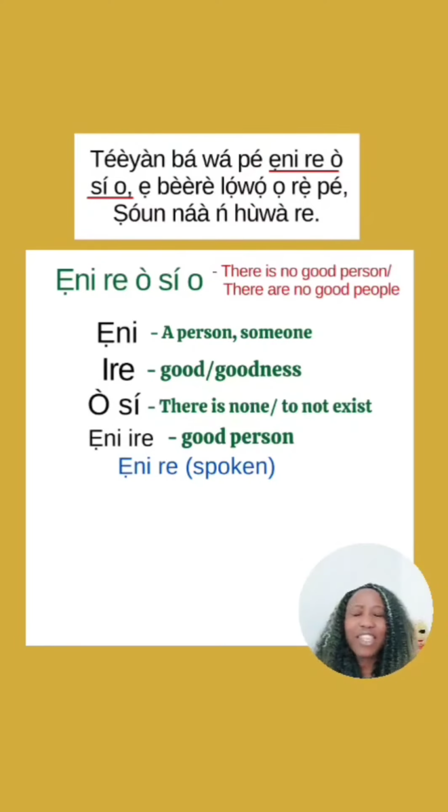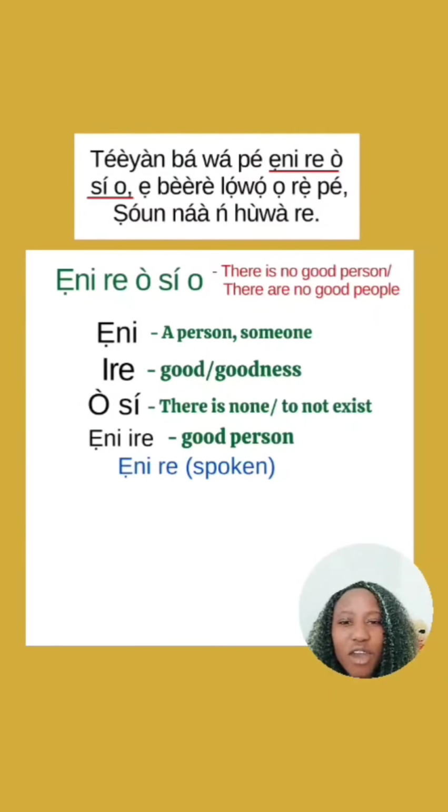Téèyàn bá wá pé enire ò sí o. In a common day-to-day conversation from other regions of Yoruba, it would be téèyàn bá sọ pé kò sí enire. Do you see the way that works now? Both have the same meaning, saying there are no good people, or there is no good person in this world. Good people do not exist anymore.